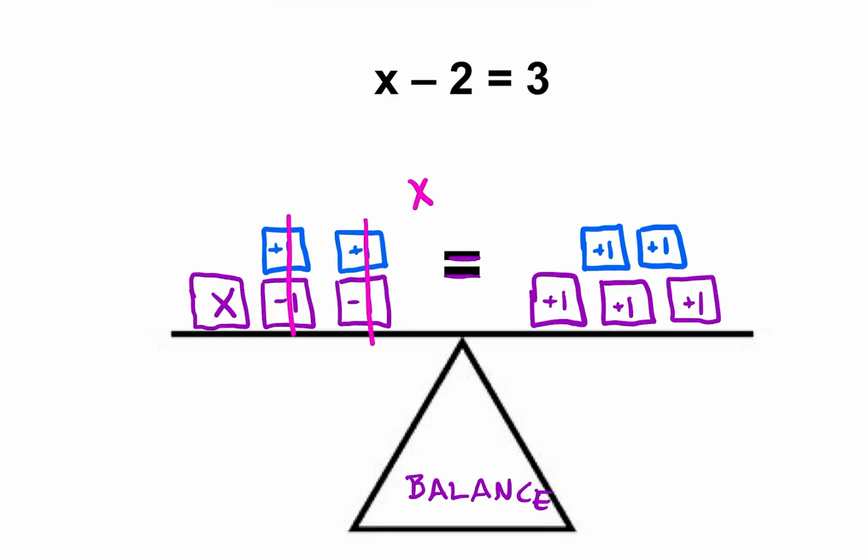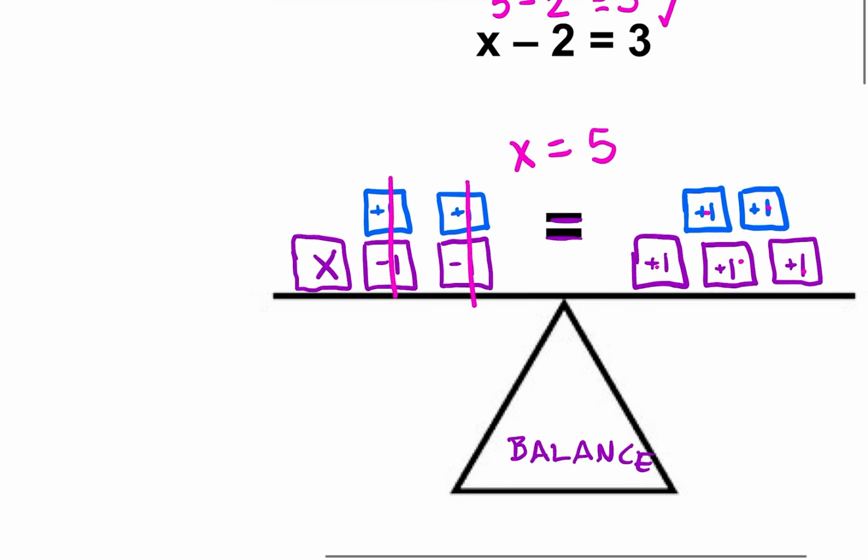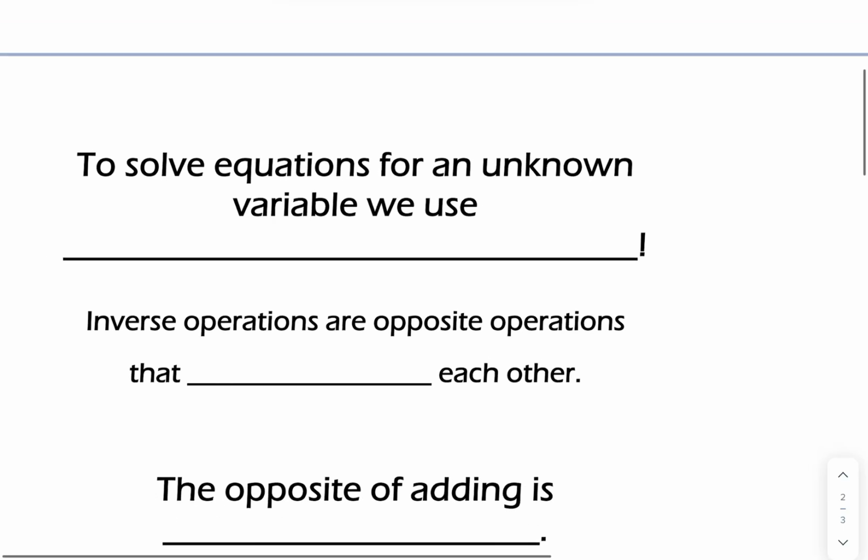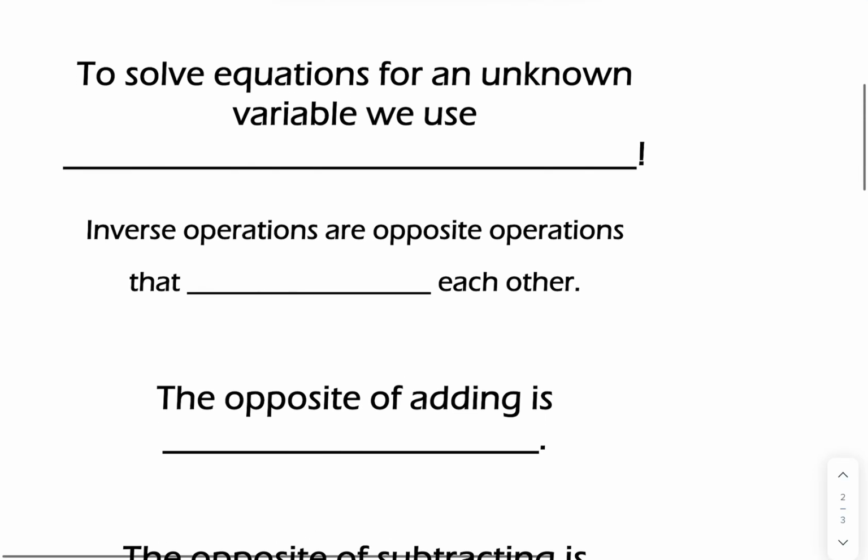So all I have left now is x. And then nothing cancels over here because they're all positive. So I have 1, 2, 3, 4, 5. So x equals 5. And let's see if that is correct. If I plug in 5 minus 2, because x is 5, 5 minus 2 is indeed 3. So that works. Okay? So let's talk about the math part of this.